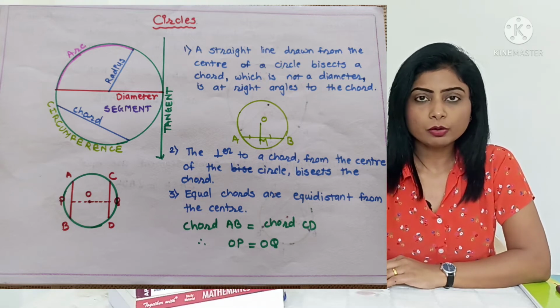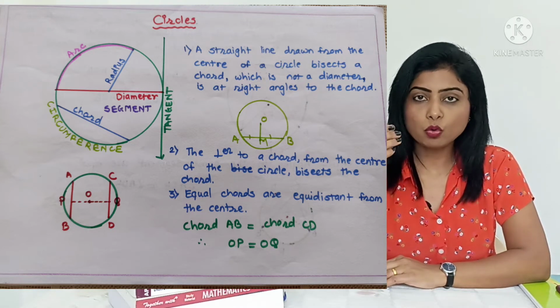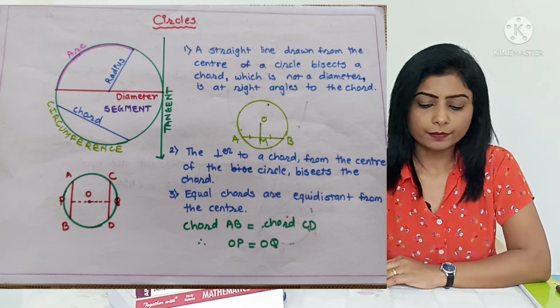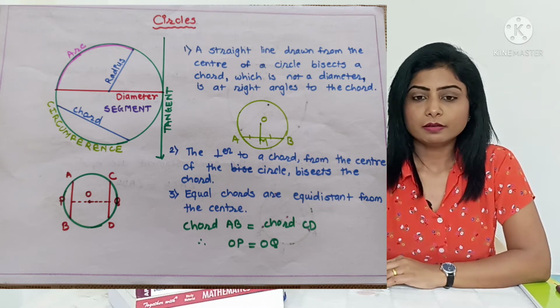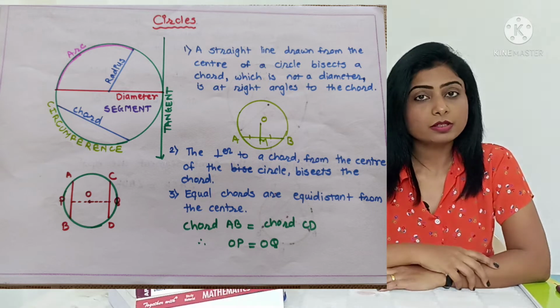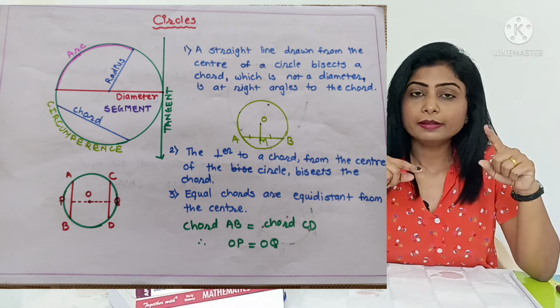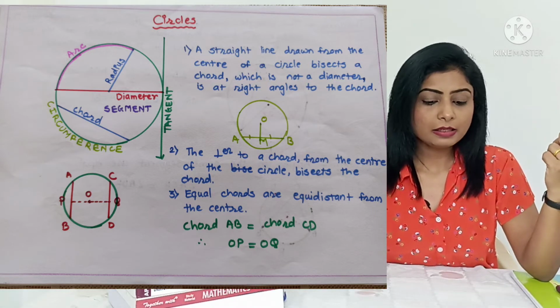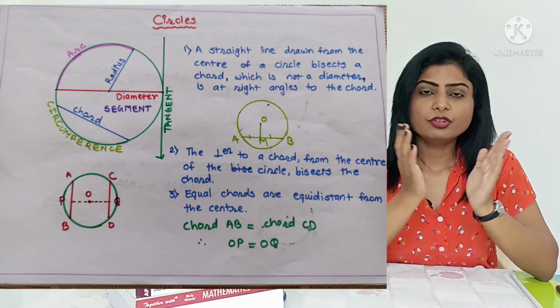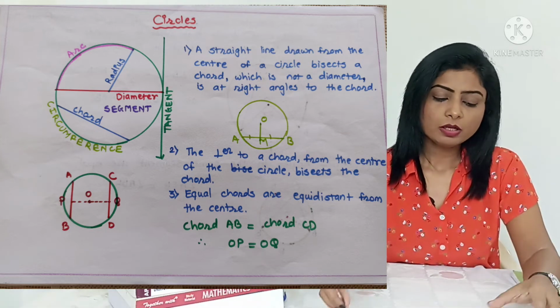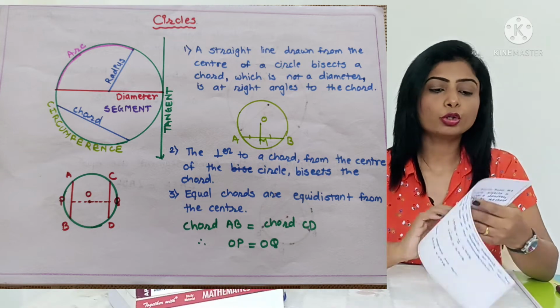The second is also the corollary of the first one, that the perpendicular to a chord bisects the chord. Okay, now the third part is equal chords are equidistant from the center. So in this figure we have drawn AB and CD. These are the equal chords which will be equidistant from the center of the circle. That means OP is equal to OQ.